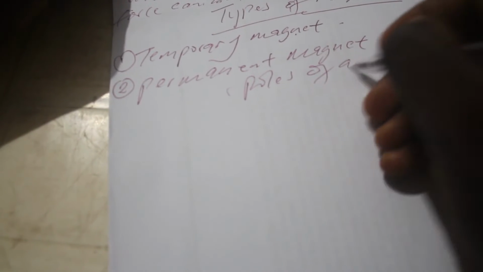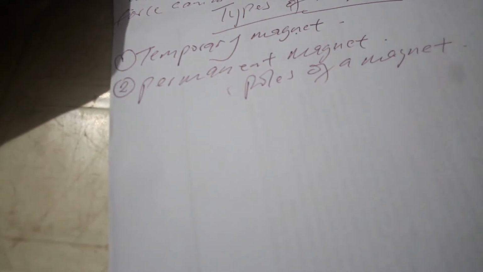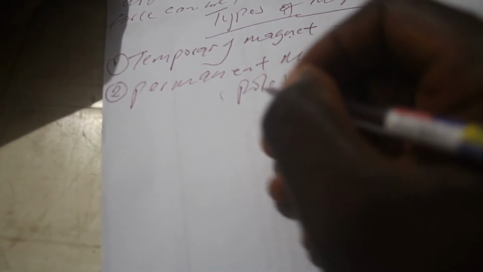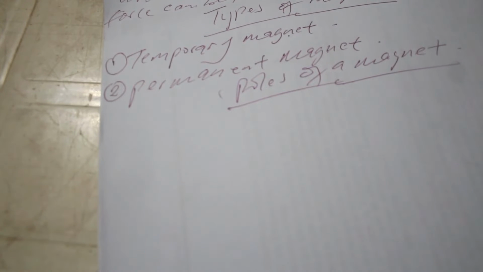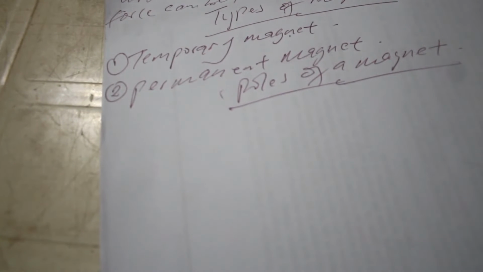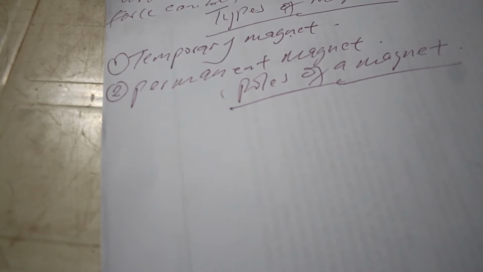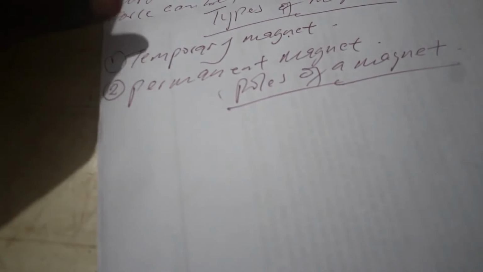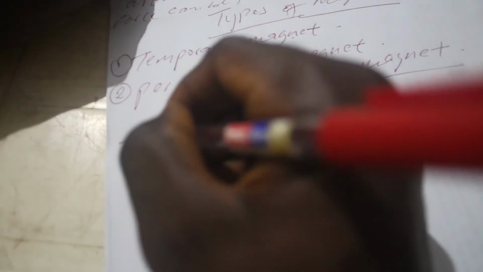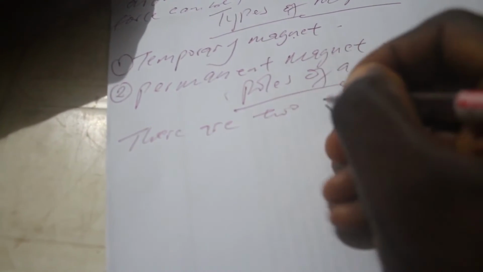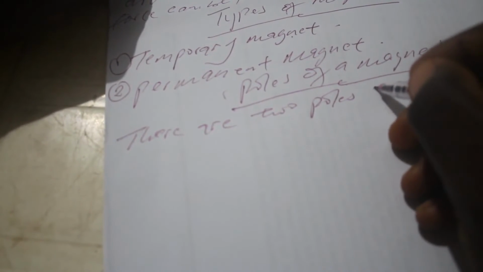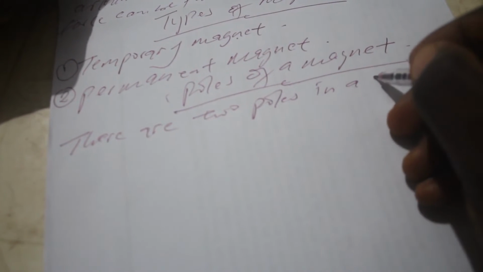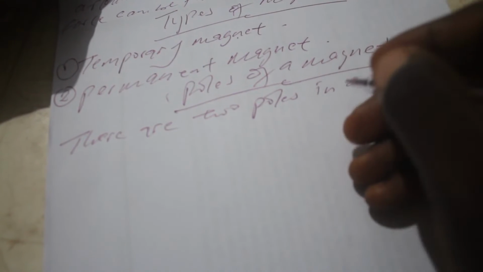So we have poles of a magnet. Poles of a magnet or magnetic field. So just like in electric field, or electric charges, there are two charges, right? There's a positive charge and a negative charge. So also in magnetic field we have two poles. So we say there are two poles in a magnetic field or of a magnet.